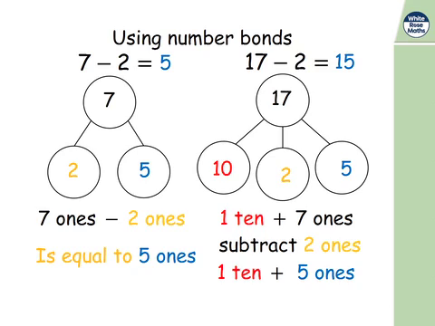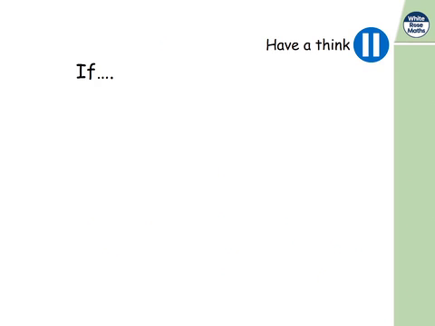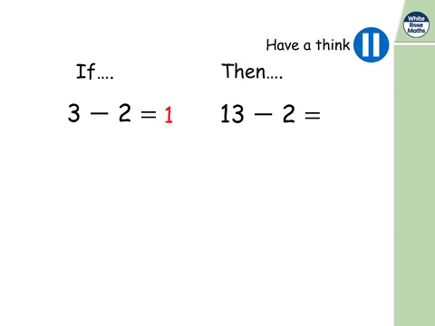Take a look at those two sentences. 7 subtract 2 is equal to 5. 17 subtract 2 is equal to 15. So if we start to think about what we know and our number bonds, then we might know many other facts. If 3 take away 2 is equal to 1, then 13 take away 2 is 11.